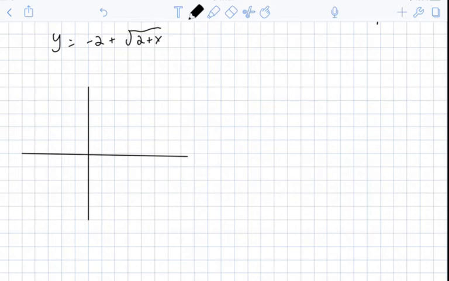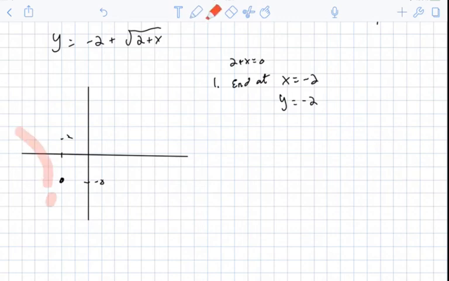All right, so 2 plus x is equal to 0. 1. Its endpoint at x is equal to minus 2. And see, minus 2, these two cancel, right? And then y is equal to minus 2. So its endpoint is minus 2, minus 2. Its endpoint is right here. So then the question is, does it go like this, or like this, or like this, or like this? 2, domain.